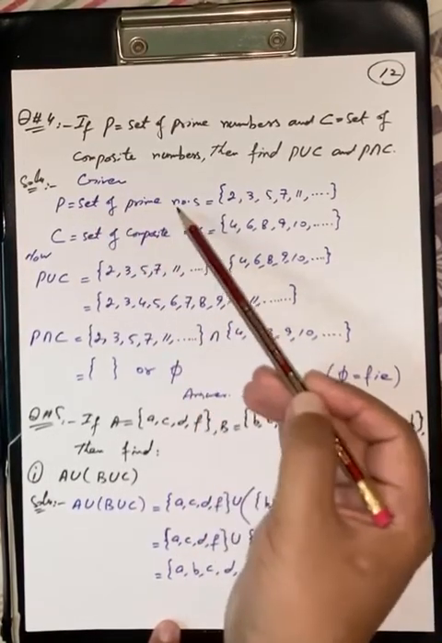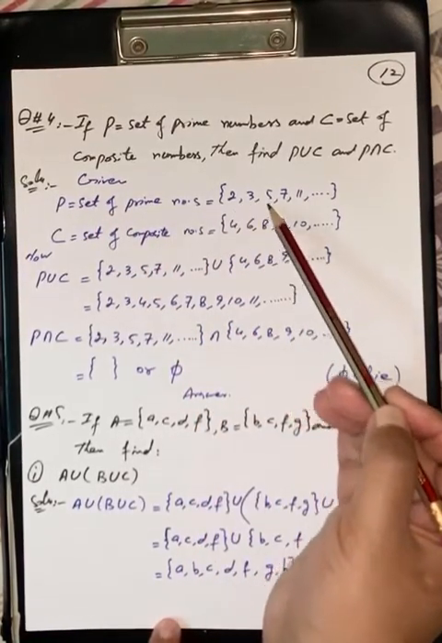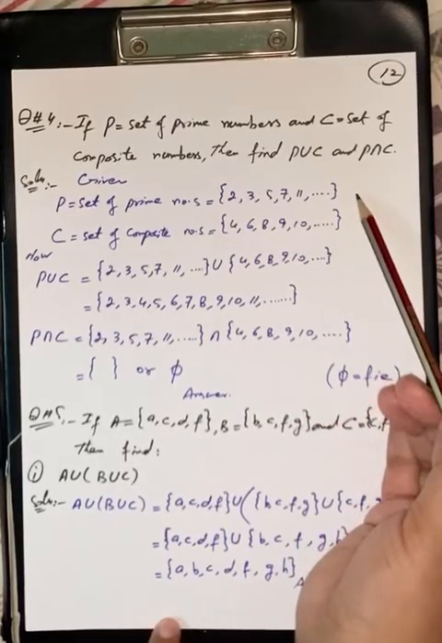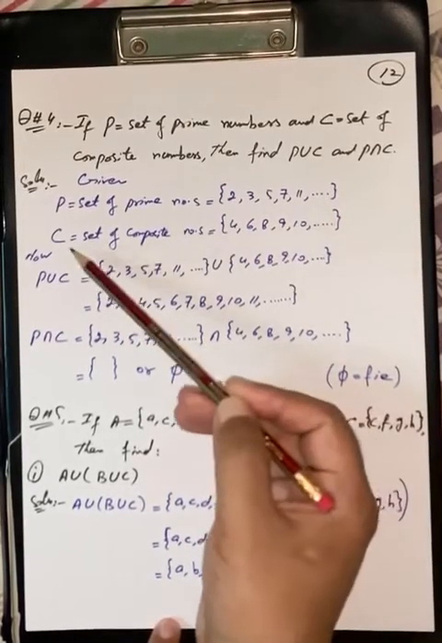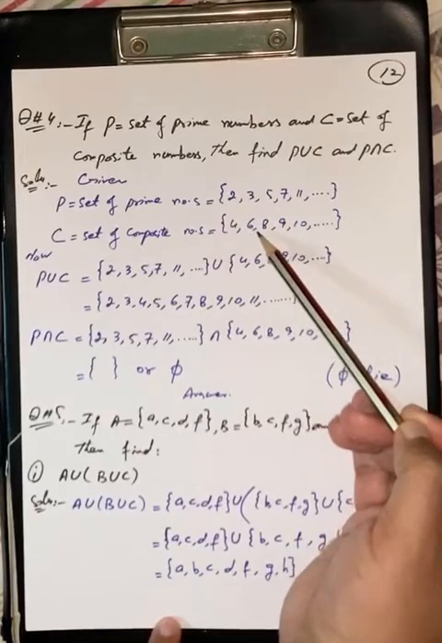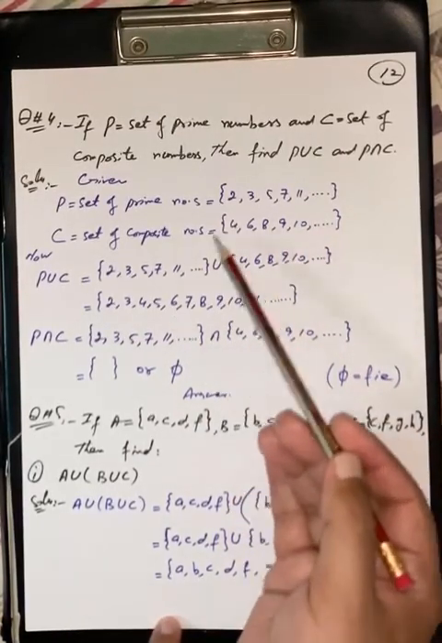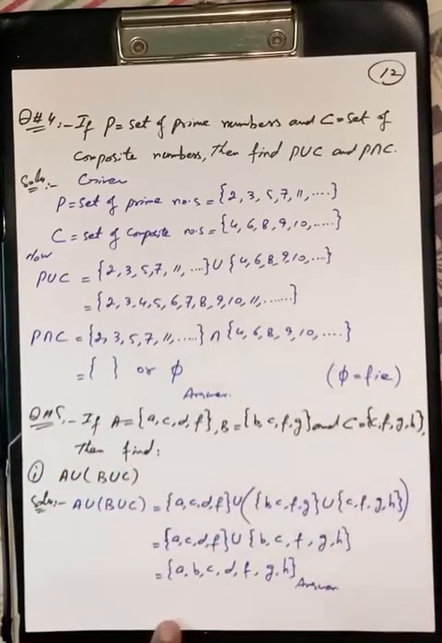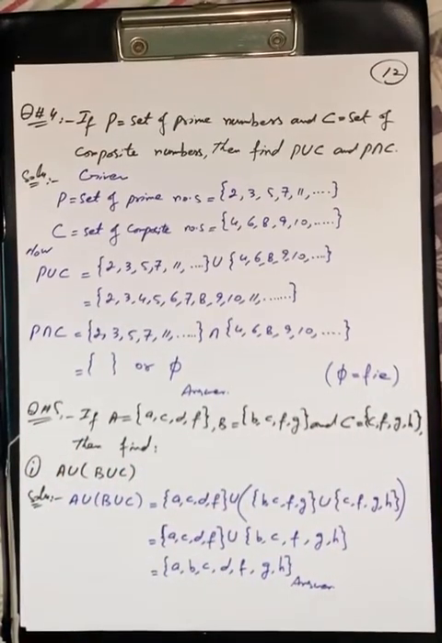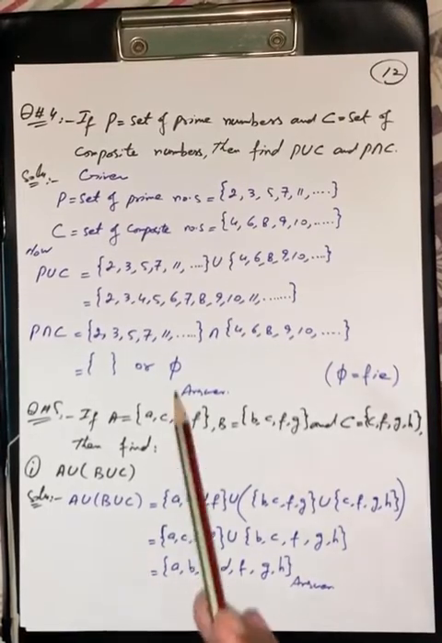Given P, the set of prime numbers. Prime numbers start from 2, 3, 5, 7, 11. In the first lecture, I taught you in the nature of sets. Then C, the set of composite numbers: 4, 6, 8, 9, 10, up to so on. If you do not understand composite or prime, please open the first lecture, the first video, and see the video on the nature of sets again. Okay, then you will understand it.